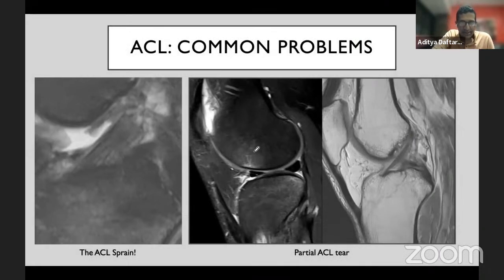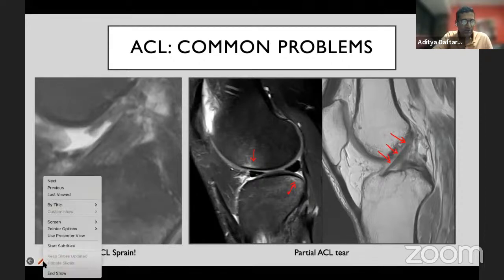But I want to show you in this case, here you have the typical translational bone marrow edema of somebody who's had an ACL injury. And when you look at the ACL here, the ACL fibers actually look quite good. You see that? These ACL fibers actually look quite decent. So what we want to do here is, let's see here.